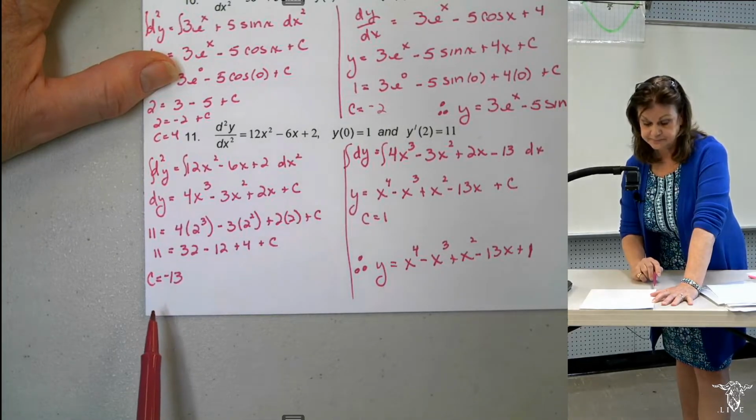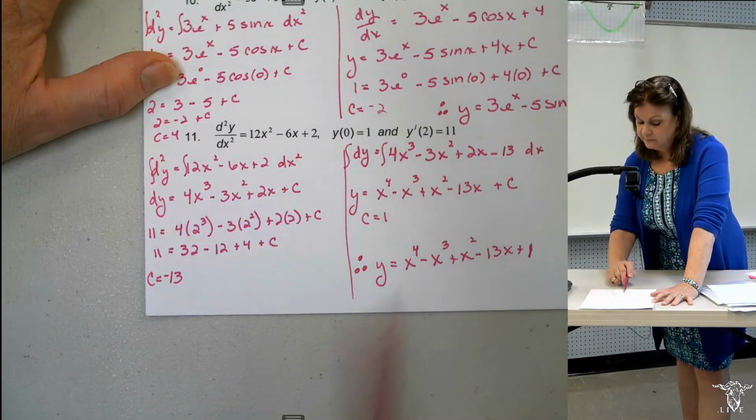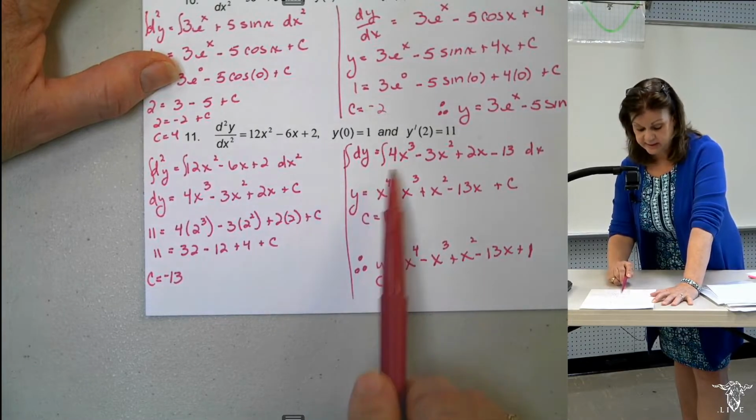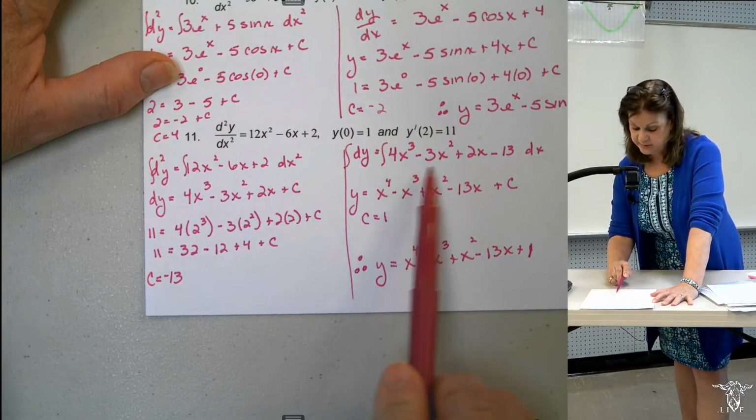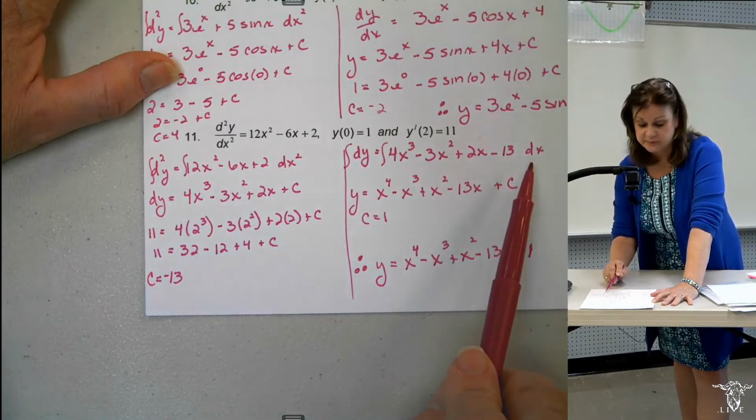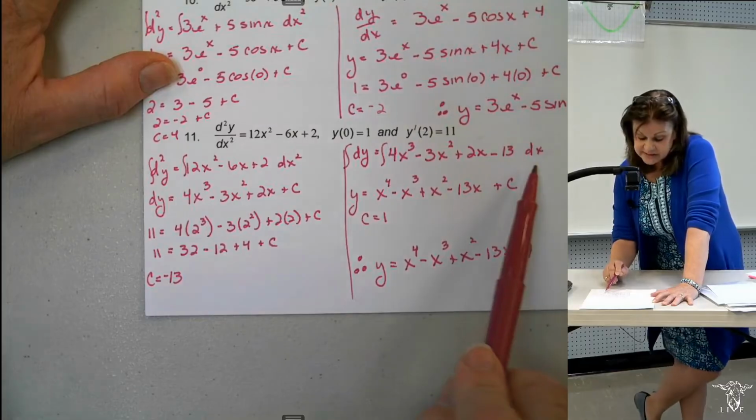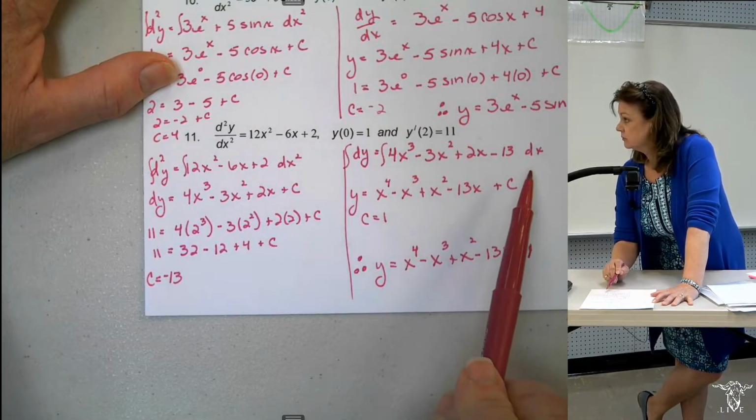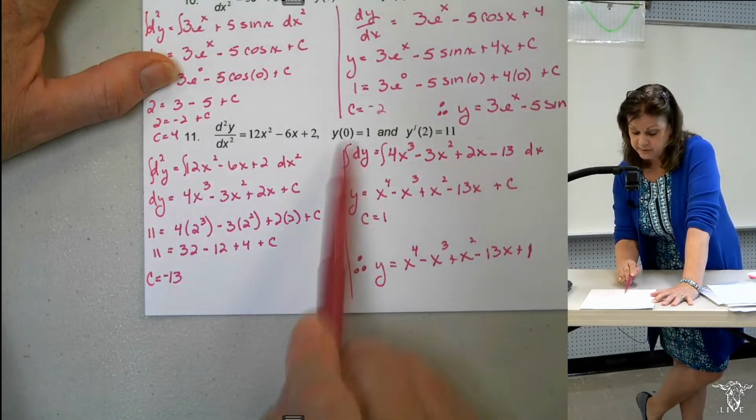Everybody good? All right. Moving on, then we have dy is, what do we have? 4x cubed minus 3x squared plus 2x minus 13. Again, if you want to add the dx, it would be nice. It just tells your reader that you know what you're doing, but clearly you would anyway. And then there's your integration.